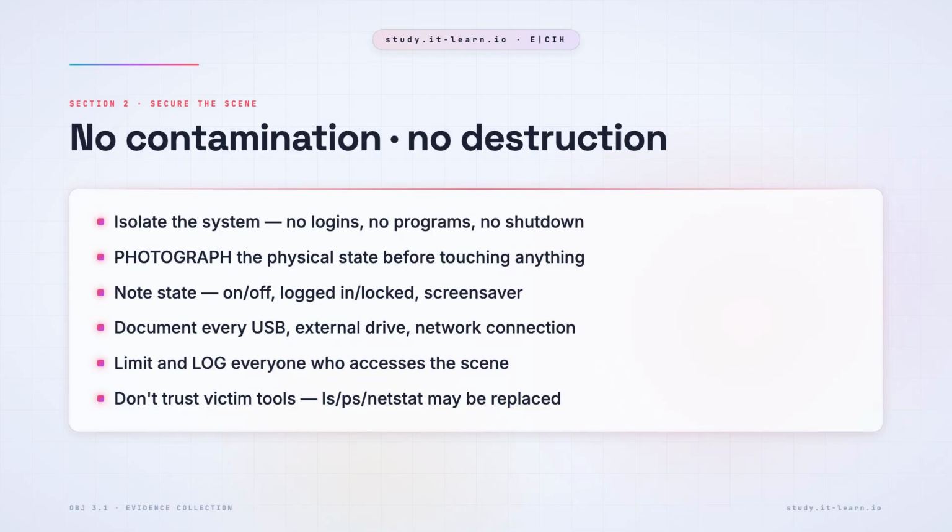Limit who enters and log everyone who accesses the scene, and start chain of custody from the moment of first contact. On the digital side, do not run programs on the victim system. Do not trust the tools on it. Malware may have replaced ls, ps, or netstat. Use external forensic tools from clean, write-protected media.